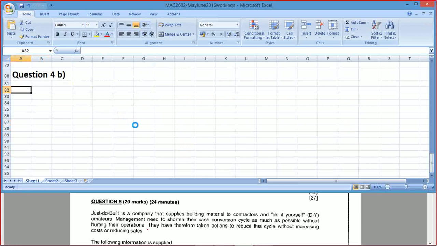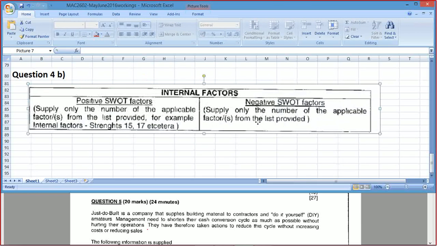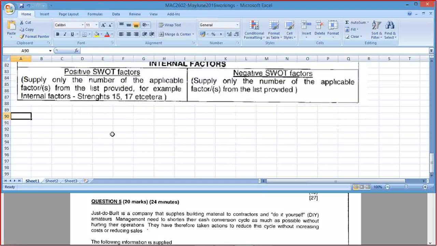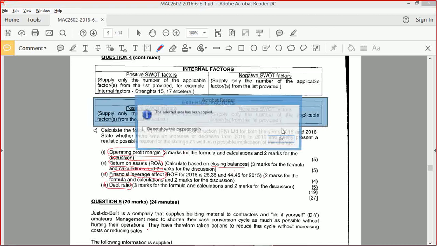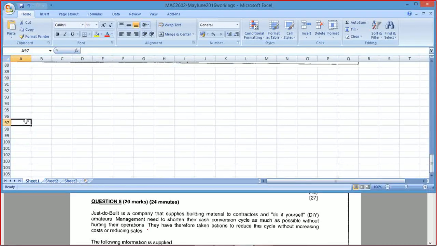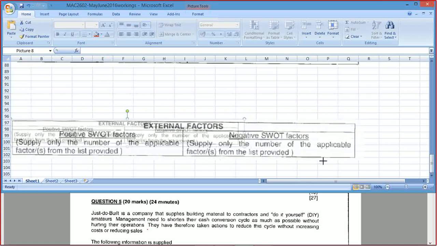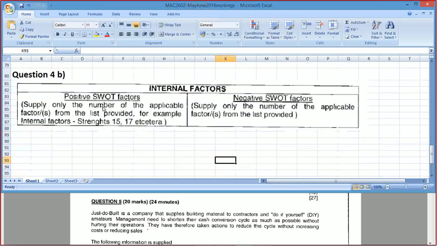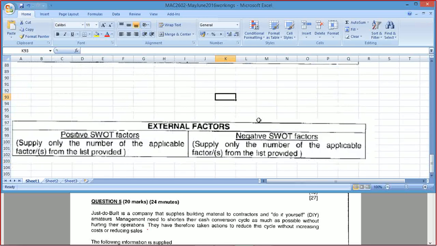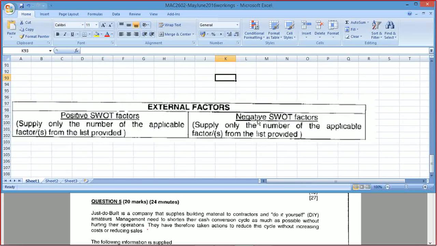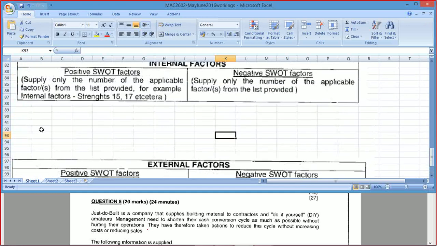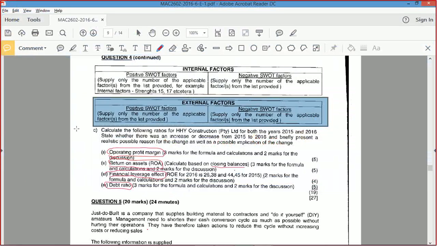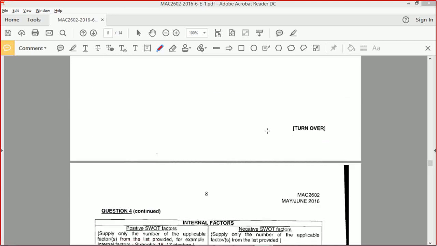Okay, so they want me to draw up a table. Okay, they want the internal factors. Okay, then I'm going to list them. And then they want the external factors. Okay, so positive SWOT factors, negative SWOT factors. Then positive SWOT factors, negative SWOT factors. Obviously, you've got 2 different groups, internal, external. Yes, sir. Okay, so remember, positive relates to opportunities and strengths.